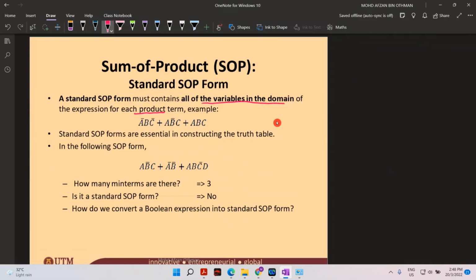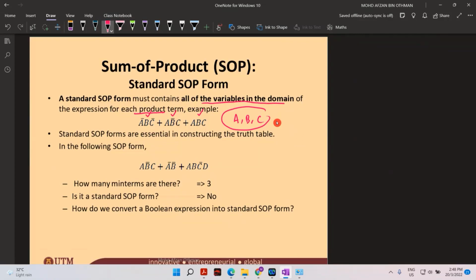So example, kita ada A bar... Kalau tengok kat sini ada berapa domain? Ada 3 domain, which is A, B dengan C. Yang ni ada A bar B C, so cukup 3 domain. A B bar C, so this is another 3 domain. And A B C, so this is another 3 domain. So this is what we call as standard SOP form, sebabnya ketiga-tiga domain ada pada setiap product term.